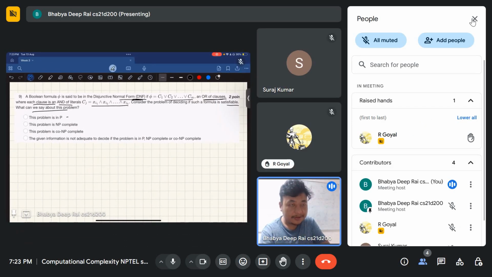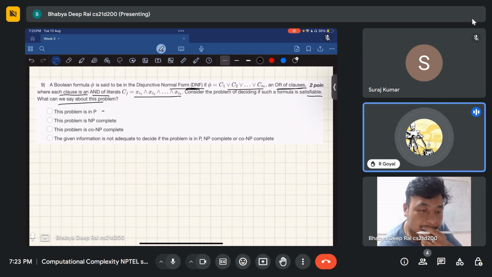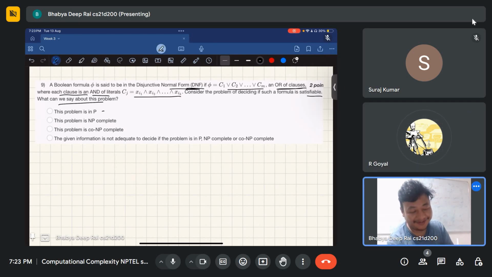Yeah, Goel, you have a question? You've raised your hand. So yeah, I would like to take my wordings back because if it is in DNF, then the satisfiability of only one clause will make the entire Boolean expression satisfiable. Exactly. Right. Good.